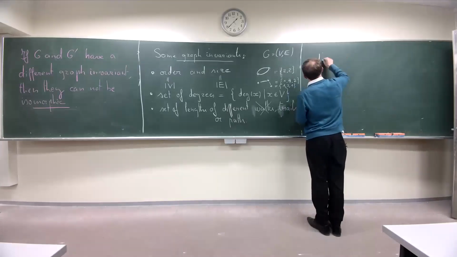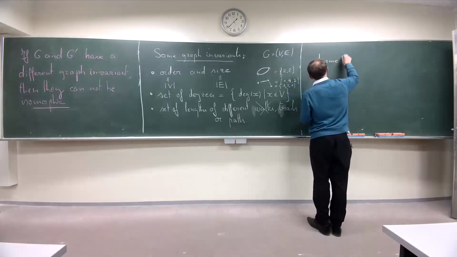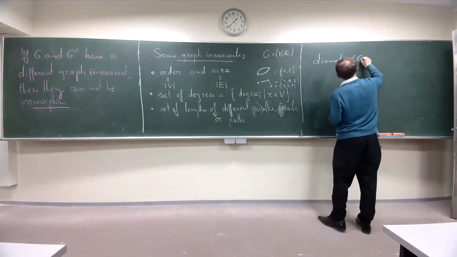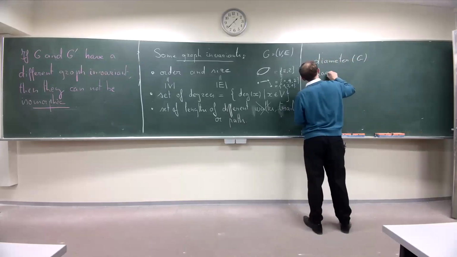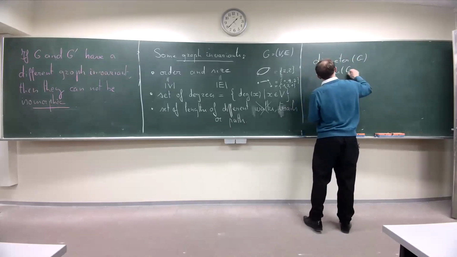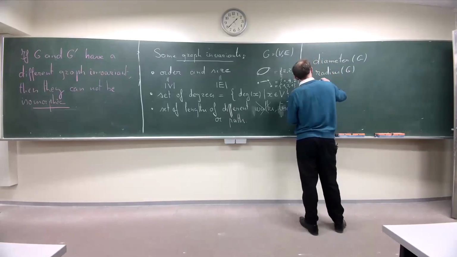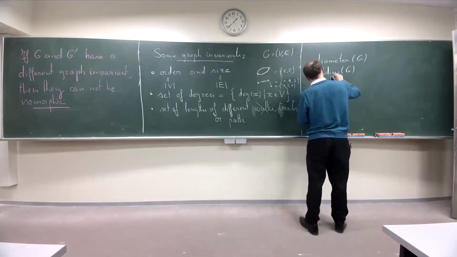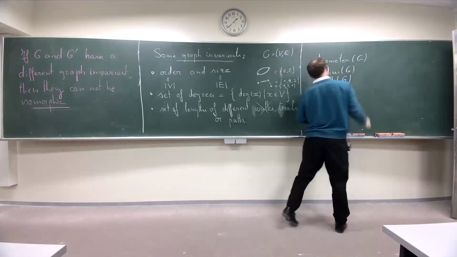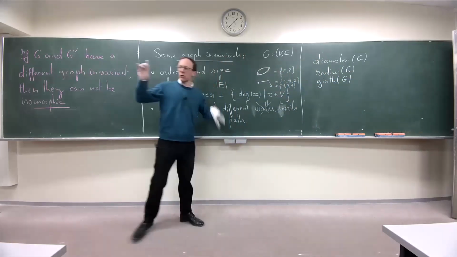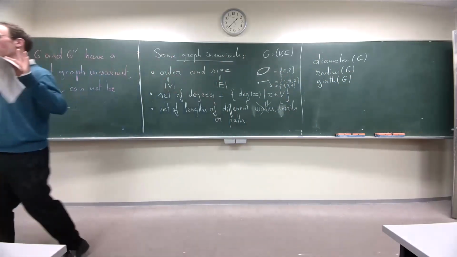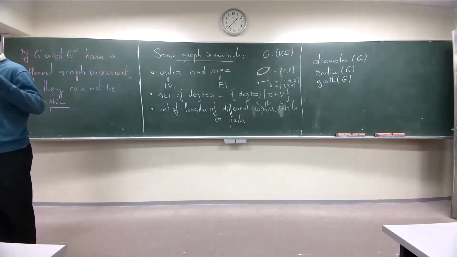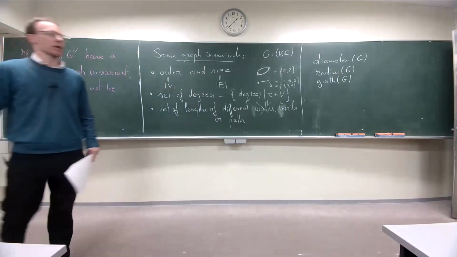The diameter, we defined it last week, the diameter of G, or the radius of G, or even the girth, which I have introduced today, which is related to cycles. If two graphs do not have the same diameter, the same radius, or the same girth, you have no chance to find an isomorphism. Think about it.